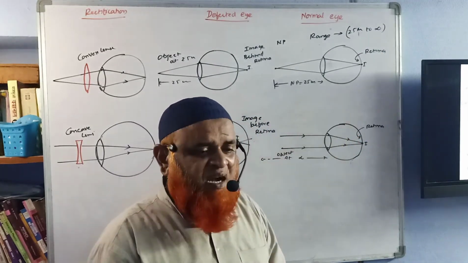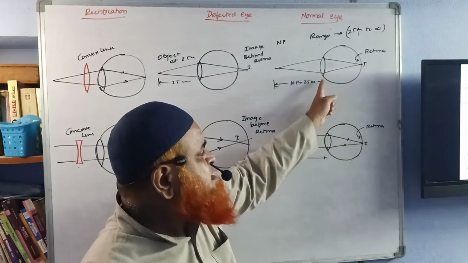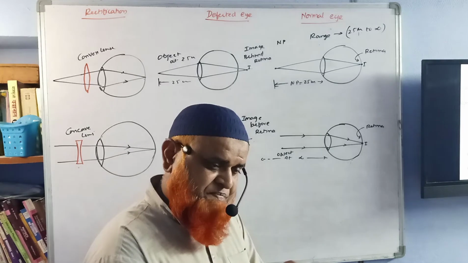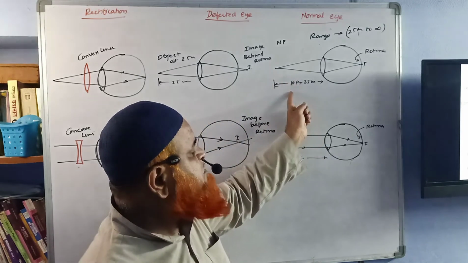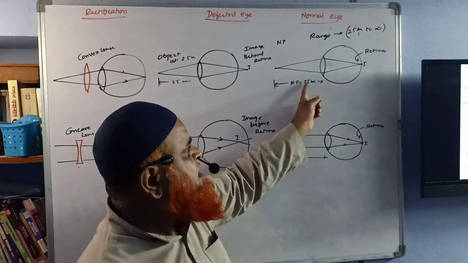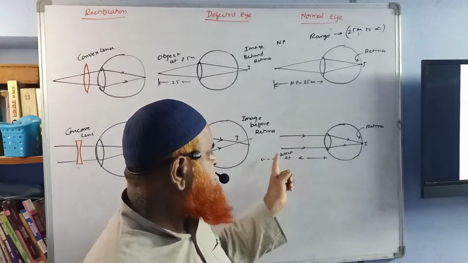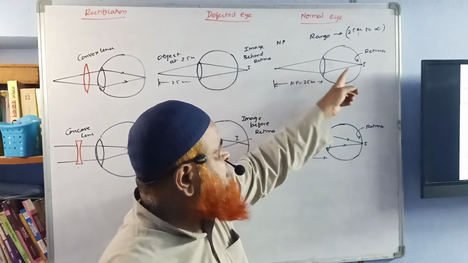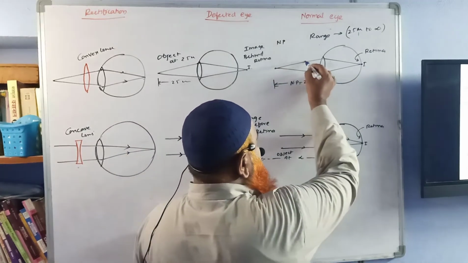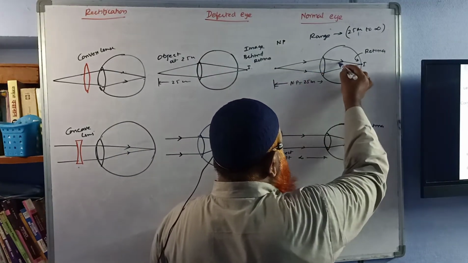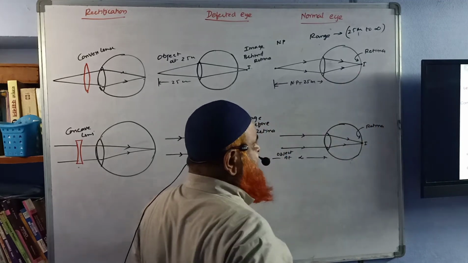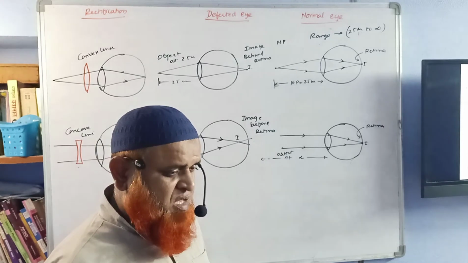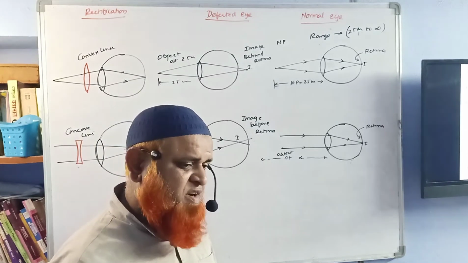A normal eye doesn't have any defects. The lens is able to contract and expand according to our wish. If you want to see a near object at 25 centimeters, you can see that. If you want to see a far object at infinity, we can see that also. The image is formed exactly on the retina, which means your eye is giving the perfect image. You won't get any blurred image.